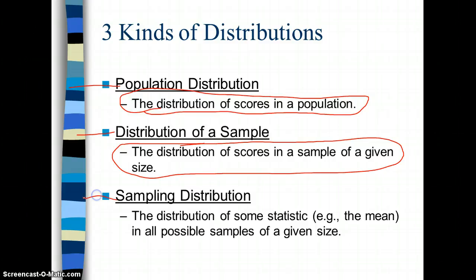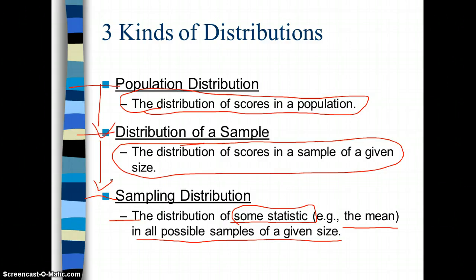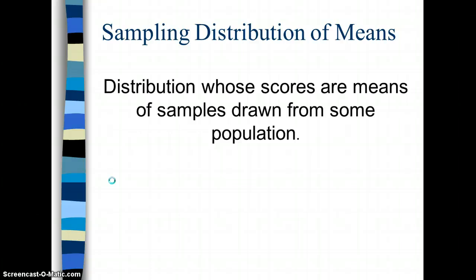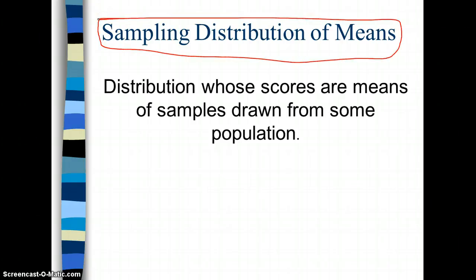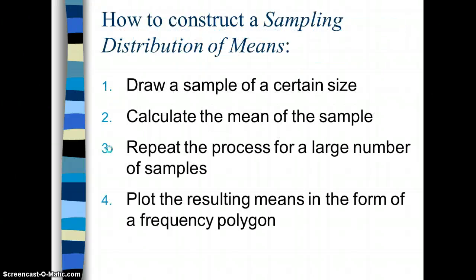And then we have something that we can more specifically call the sampling distribution, which is the distribution of some statistic, for example the mean, in all possible samples of a given size. So you can see how it sort of steps down and becomes more and more specific. And this is when we can start talking about something called the sampling distribution of means, which is simply a distribution whose scores are means of samples drawn from some larger population.